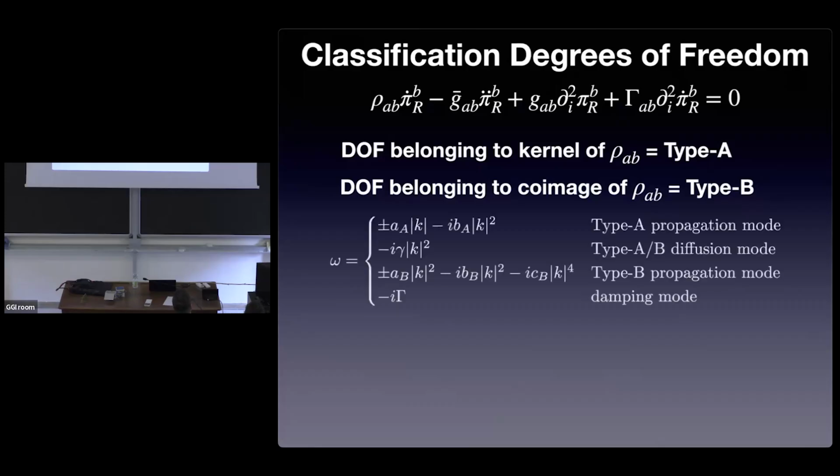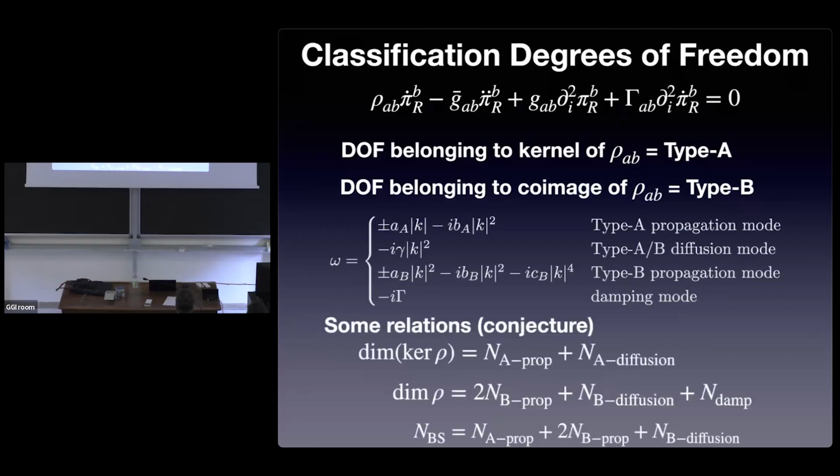So in general, we will have several types of modes: the propagating mode, the diffusion mode, and the type B propagating mode. The difference is the linear dispersion, the quadratic dispersion, or just a damping mode. So there are several types of modes that appear in this equation.